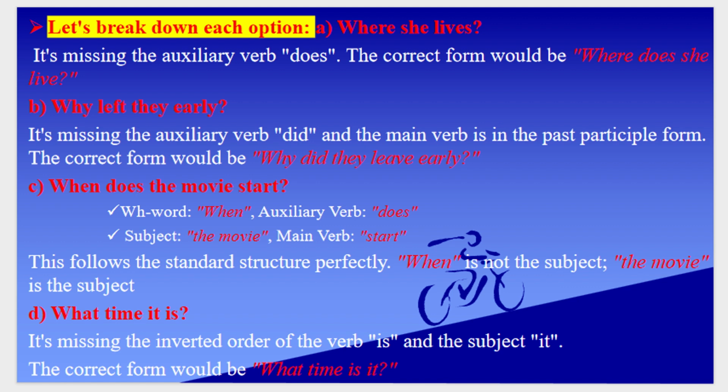C. When does the movie start? WH word: when; auxiliary verb: does; subject: the movie; main verb: start. This follows the standard structure perfectly. When is not the subject; the movie is the subject. D. What time it is. It's missing the inverted order of the verb is and the subject it. The correct form would be: What time is it?